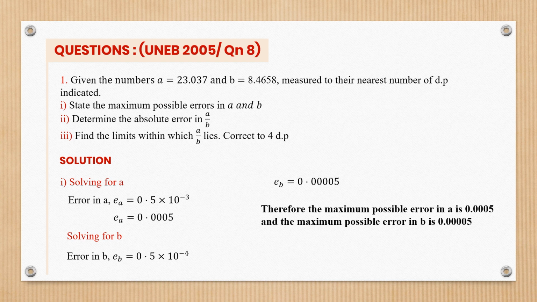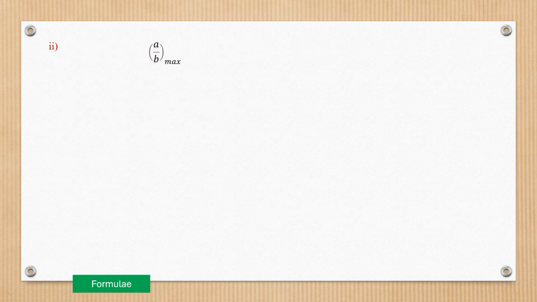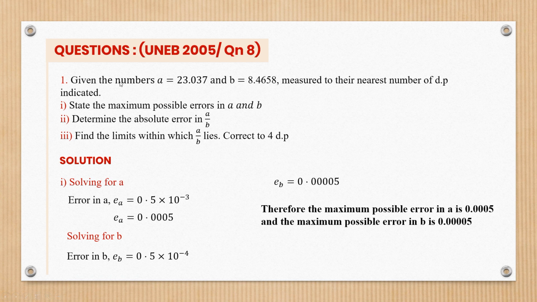Now in part 2, we're told to determine the absolute error in a over b. So for part 2, we're going to first get a over b max. Remember that when we are looking for the maximum value of division of both positive quotients, the reason I know they're both positive is that a is 23.037, which is positive, and b is also positive. So we're dealing with positive quotients.